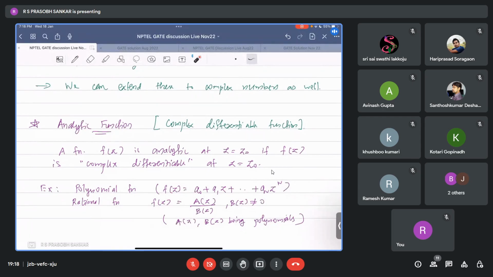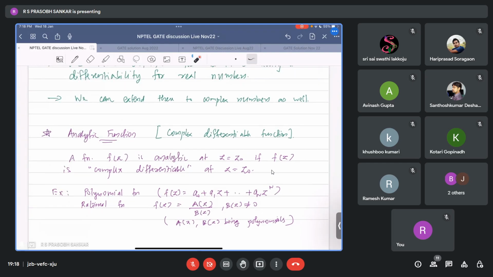We can think of it like this. Even though it's not exactly the same, polynomials are differentiable for real functions, and rational functions are differentiable too. So for complex functions also, complex polynomial functions are differentiable, or we can say that complex polynomial functions are analytic. Similarly, complex rational functions are also analytic. Of course, the denominator should not be zero. These are the basic things.